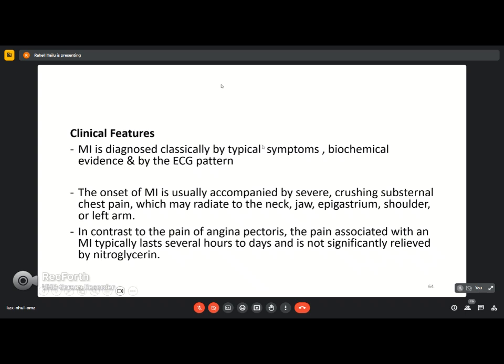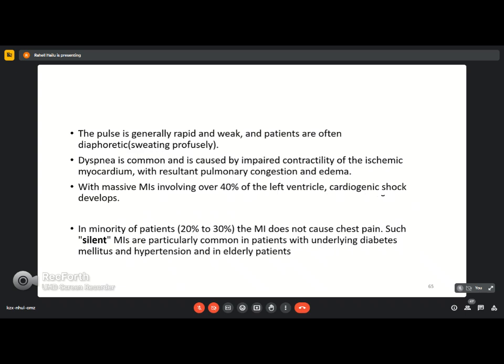So MI is classically recognized by typical symptoms, accompanied by severe crushing substernal chest pain, and the chest pain usually lasts hours to days, and it's not relieved by nitroglycerin. And the pulse is generally rapid and weak, and patients often are diaphoretic.